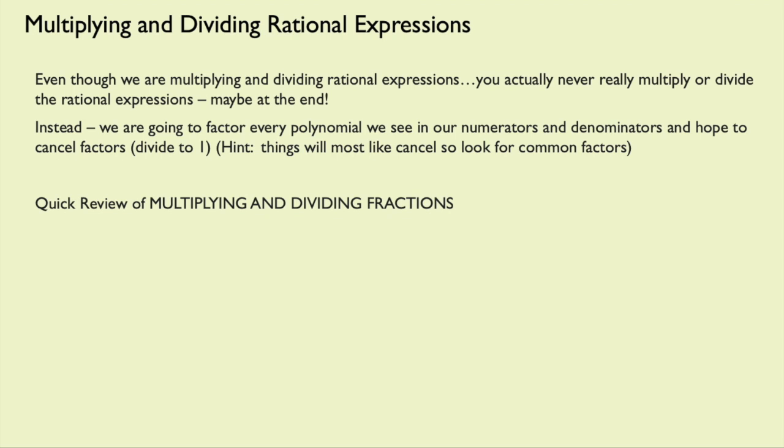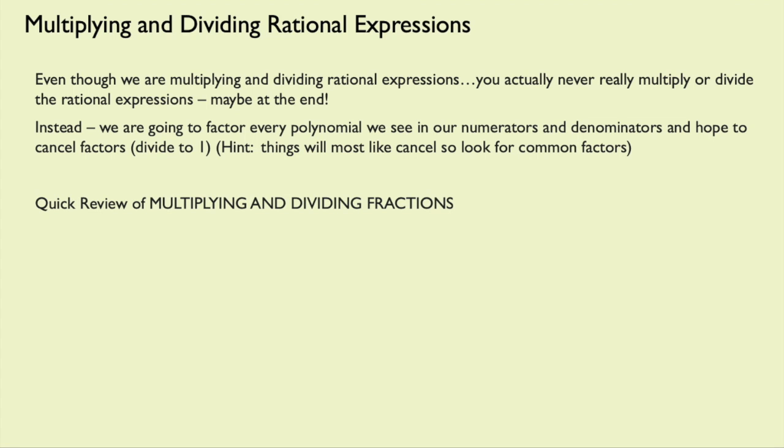If things look like they're going to get complicated, it's because you're trying to multiply and divide. What we really want to do is factor every polynomial we see in our numerators and denominators and hope to cancel factors, right? When I say cancel factors, what I mean is you're dividing it to 1. Things will most likely cancel, so look for common factors, okay? Even though it says multiply these rational expressions or divide these rational expressions, it doesn't necessarily mean that is what you're doing. Chances are you're going to factor and then cancel things out.